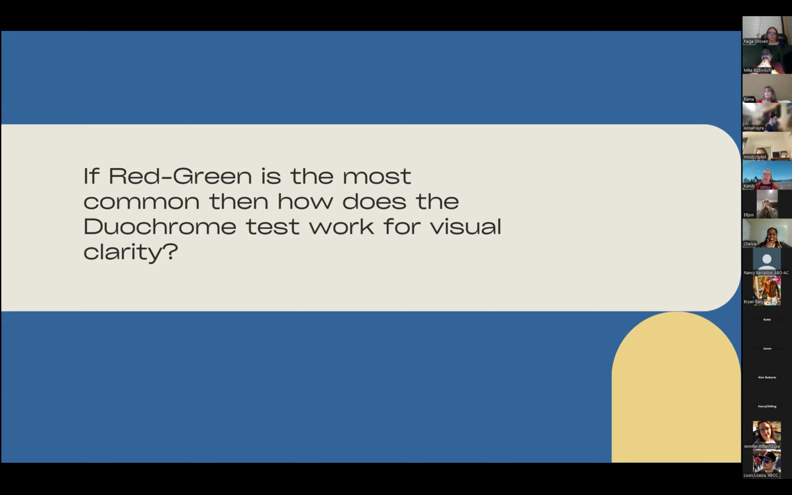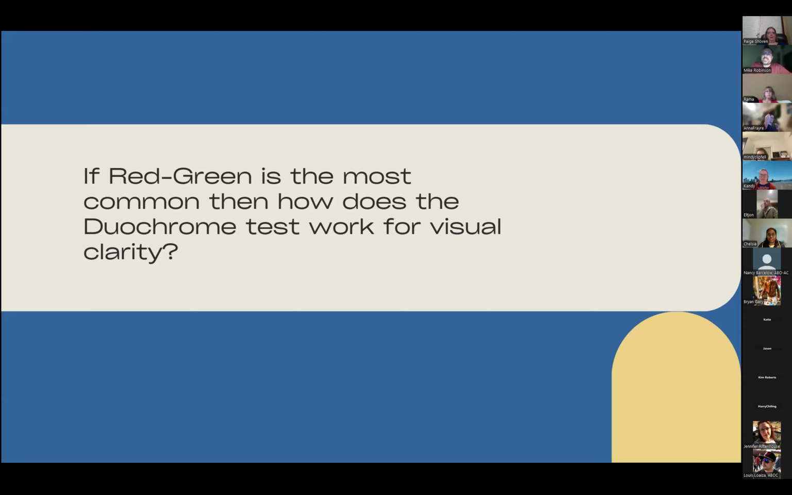And I was reading, it's for clarity and that kind of stuff, but I thought, well, if 1 in 12 men are deficient and red green is the most common, how does that work with the duochrome test? I'd be very curious. I actually don't know the details on that, but I know the duochrome isn't used in every office every day, so it doesn't come up as much, probably for that reason. But there could be a more accurate one.